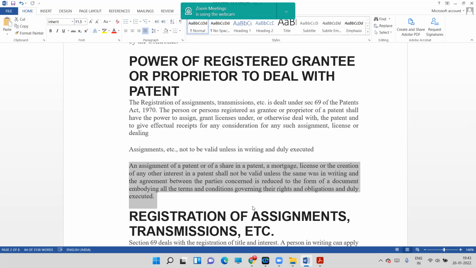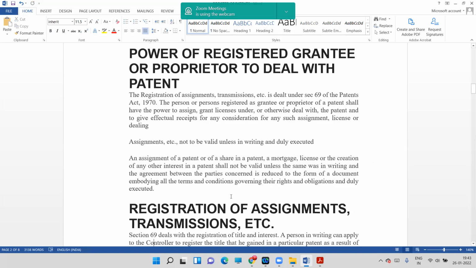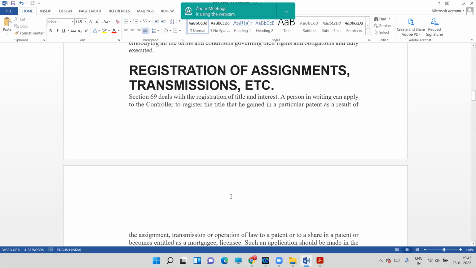अगर वो लोग कंडीशन पे आते हैं तो उसमें अमाउंट रहता है, बहुत सारी चीजें रहती हैं, कितने साल के लिए है, कितना परसेंटेज है, कितना अमाउंट है, वो सारी चीजें उसमें लिखी हुई होती हैं। And their rights and obligations and duly executed. It shall not be valid unless it was in writing. Okay, writing में होना चाहिए तभी it is valid. समझ में आ गया क्या आपको? Yes, ma'am.